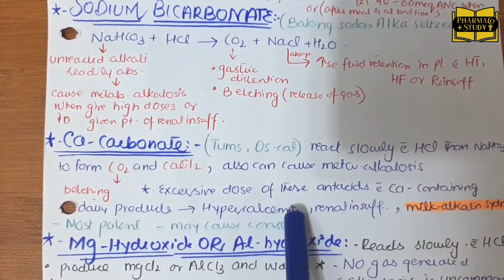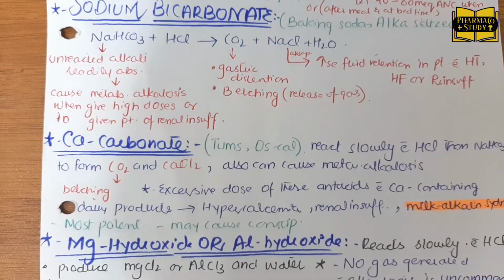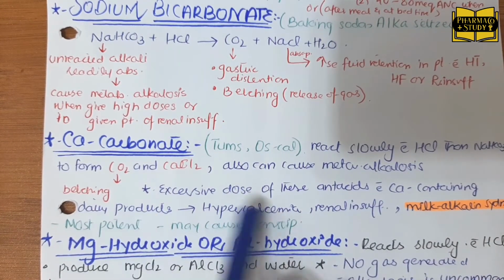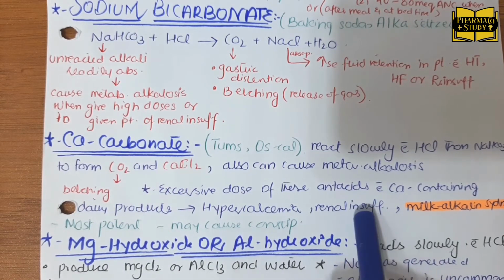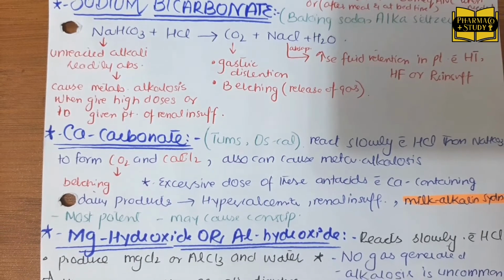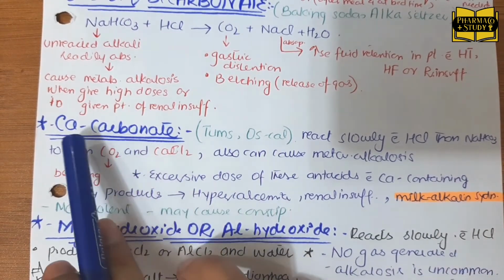Excessive doses of these antacids with calcium-containing products or dairy products cause hypercalcemia because they contain calcium, and it specifically creates problems in renally insufficient patients. It can also cause renal insufficiency. It causes the syndrome which is known as milk alkali syndrome. Why is it called milk? Because it raises the calcium level, and milk also has a high calcium content. So the name indicates milk alkali syndrome. It means that it is from the calcium carbonate.